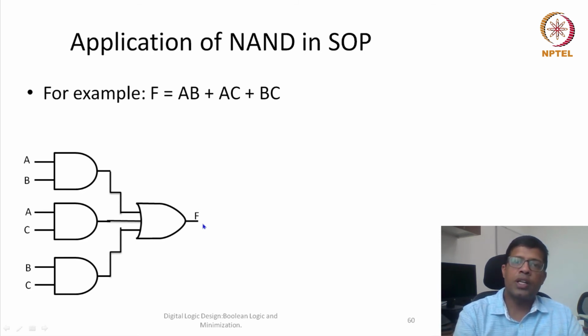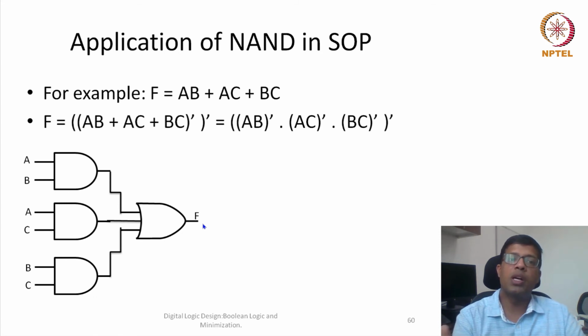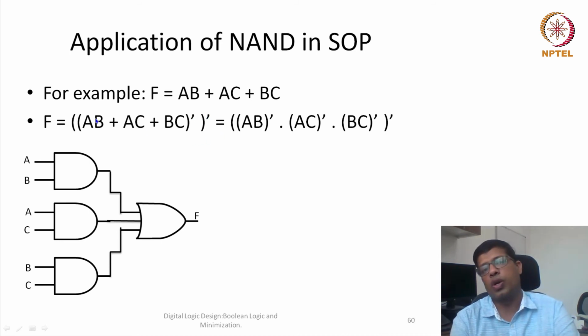Now if I want to use a NAND gate, what I'll do is take f double dash. That means I'll take the inverted output of AB plus AC plus BC, and then whatever is the output, I'll take another inverted output. So F double dash is equal to F, and that's how these two should be equivalent.